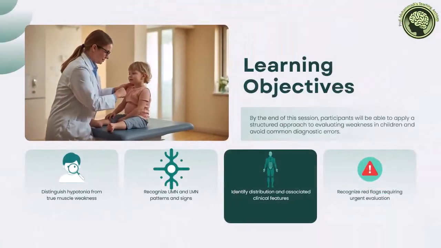By the end of this presentation, we should be able to distinguish hypotonia from true muscle weakness, recognize upper and lower motor neuron patterns, identify the distribution of weakness and associated clinical features, and detect red flags that require urgent evaluation. Most importantly, we will use a systematic clinical approach that reduces common diagnostic errors and helps guide appropriate investigations.